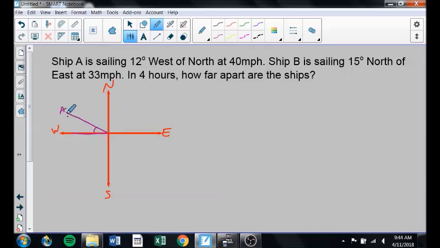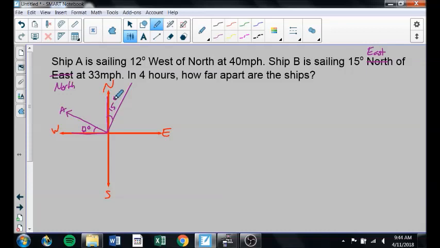It's sailing in this direction. I don't know how far it's going. I just know it's going in that direction because this right here is 12 degrees north of west. Ship B is sailing 15 degrees north of east. Although I think I wanted that to be east of north, just to show how it can be different. East of north would mean from north we went east 15 degrees. So this angle here is 15 degrees.